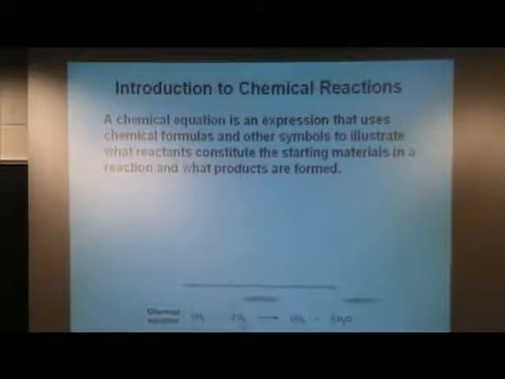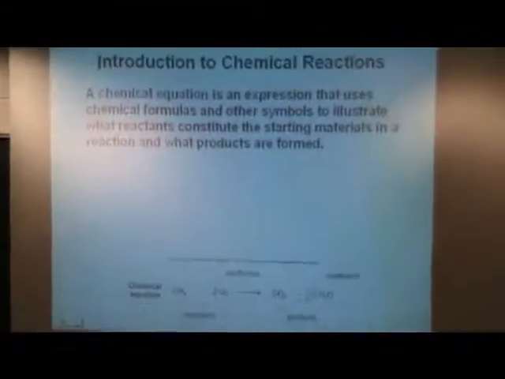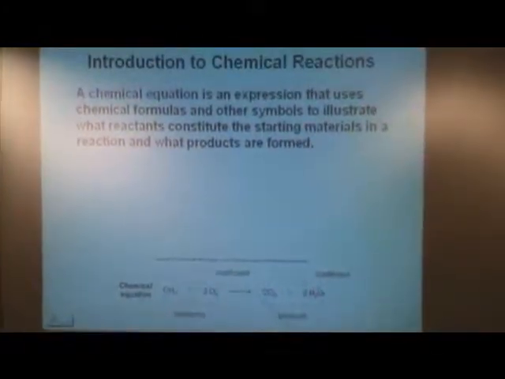CH4 reacts with oxygen. CH4 is a main component of natural gas. It's a gas that we are using in our daily life, in our house, for example, or in the lab. CH4, called methane, reacts with oxygen, and new products are formed. What are they? Carbon dioxide and water.